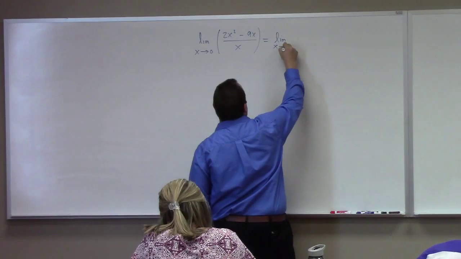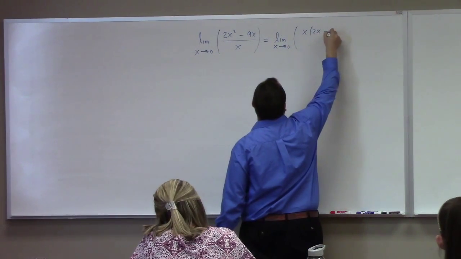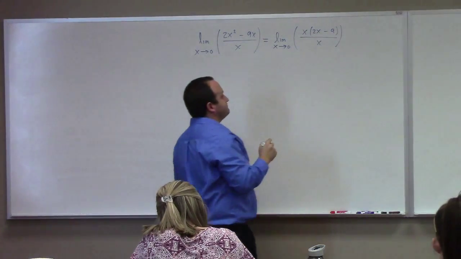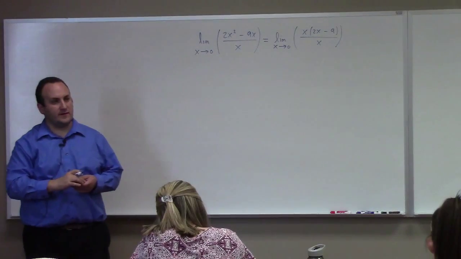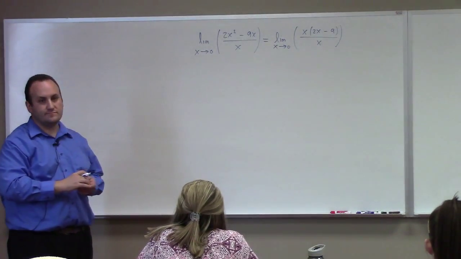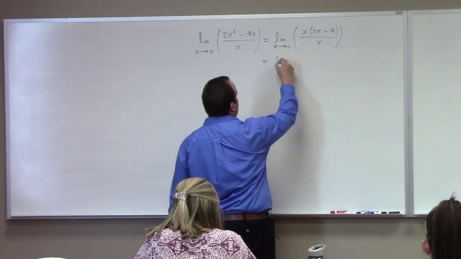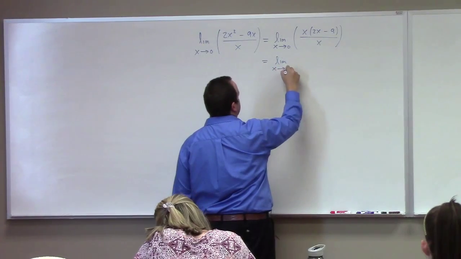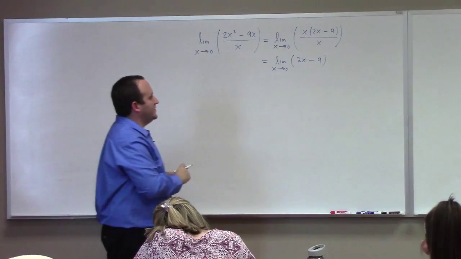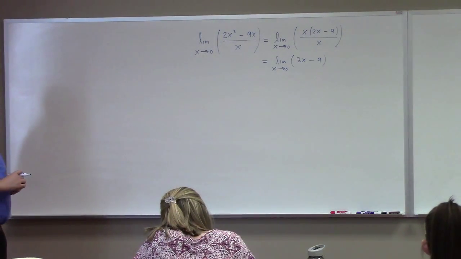So we can factor x out of the numerator. That's x times what? X times 2x minus 9, divided by x. Right? And then what can we do? Cancel the x's. So we have the limit as x goes to 0 of 2x minus 9.